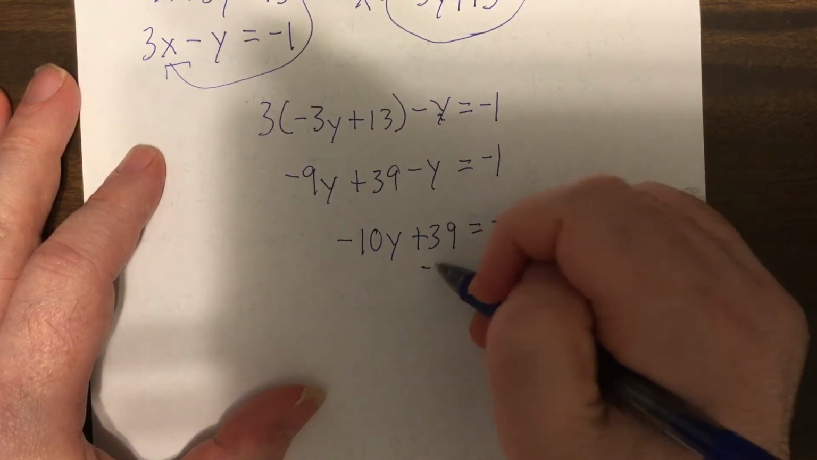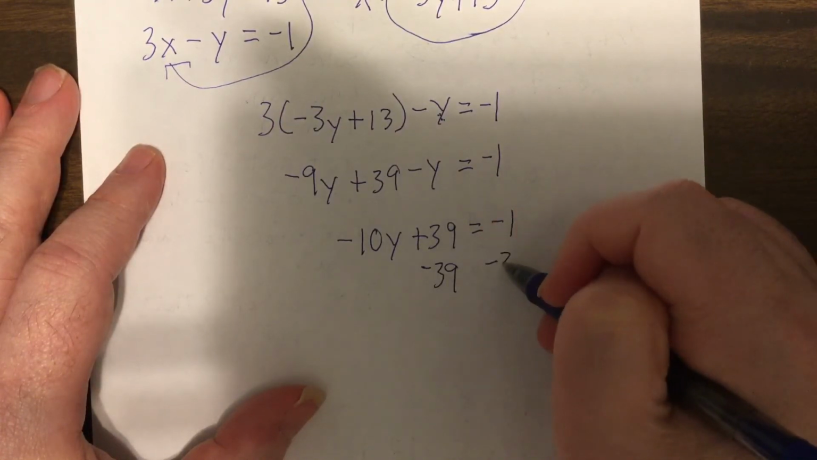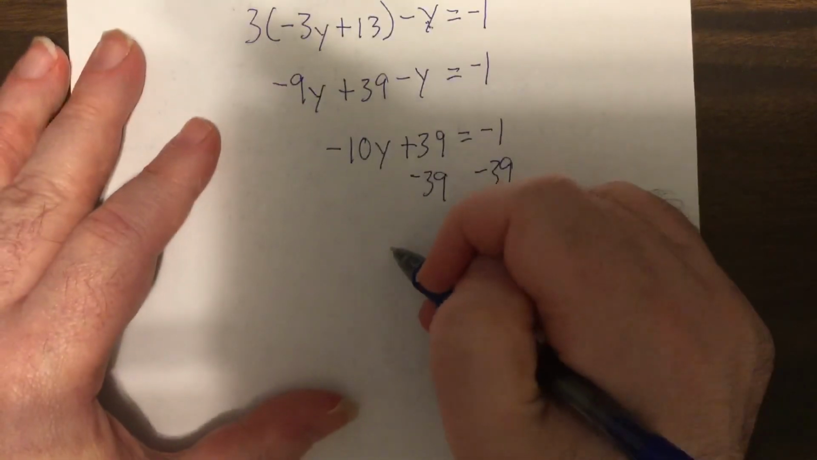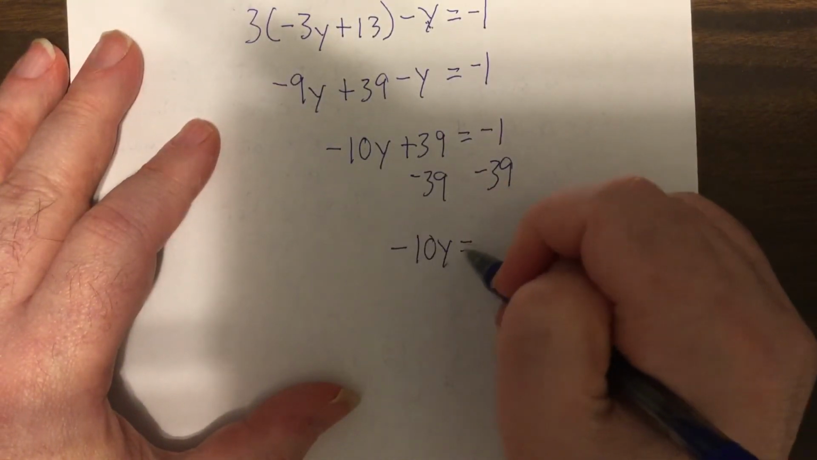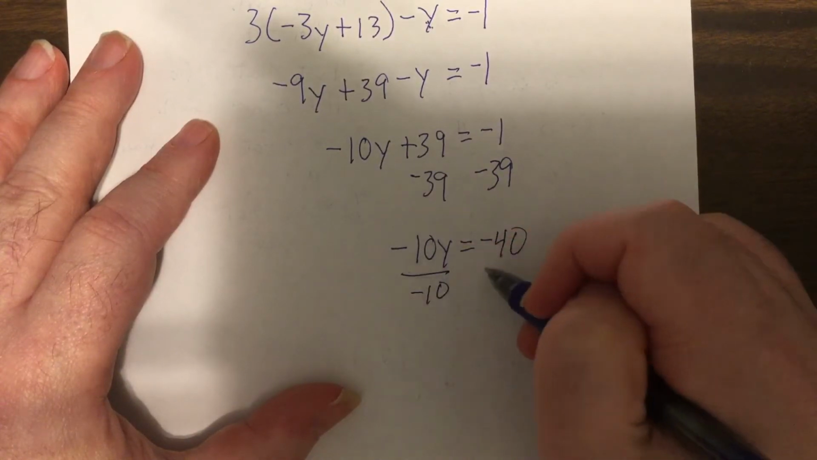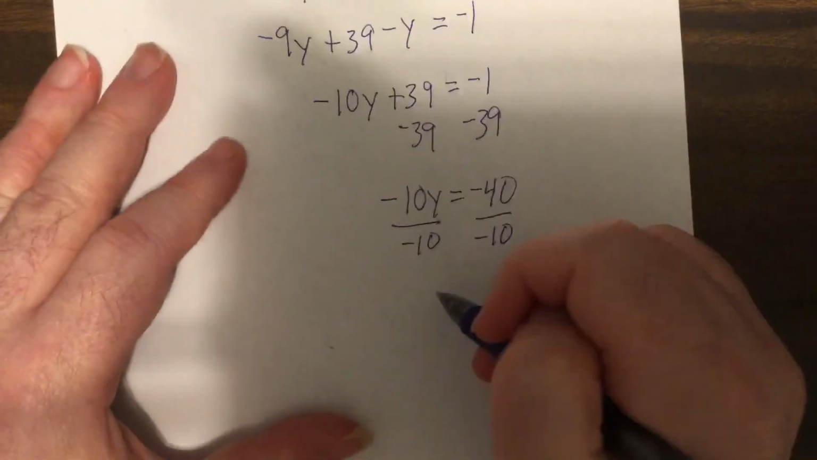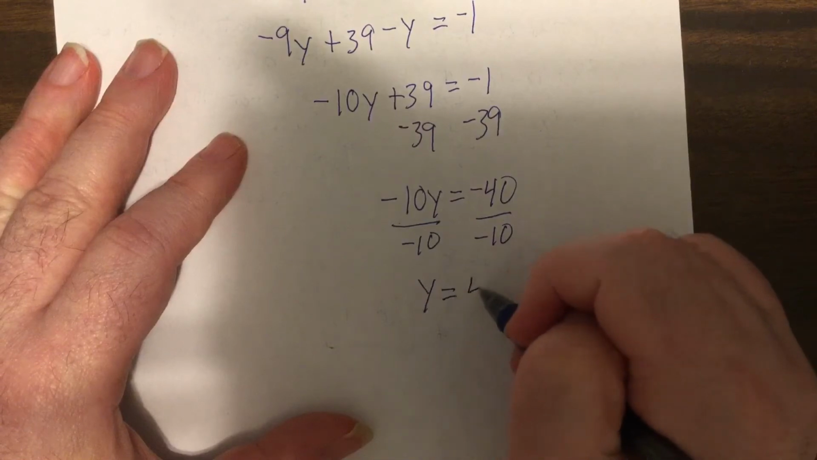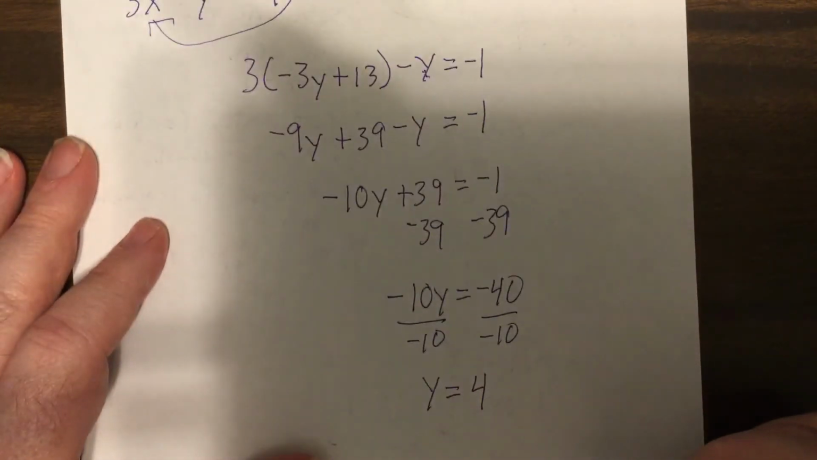Subtract 39. So I have minus 10y equals minus 40. Divide by negative 10. So y equals 4. Woohoo!